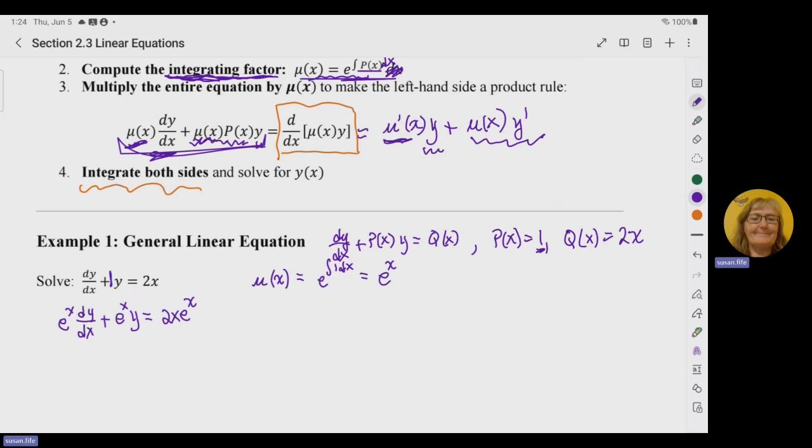And remember, the beauty of the integrating factor is that we'll be able to take these two terms on the left side of the equation and write them as a single derivative. And it'll always be mu of x times y. Mu of x is e to the x, so e to the x times y.